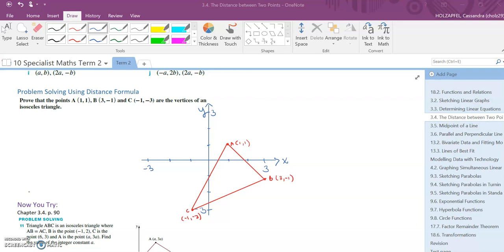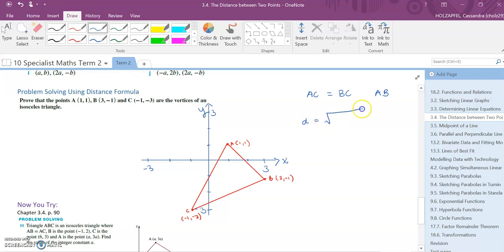So just looking at this graph, I'm going to assume that AC is going to be equal to BC. That's my guess. And then obviously AB is therefore going to be the different length. So let's go about proving this. First, let's find the length of this line here, A to C. Let's use our distance formula to do that.